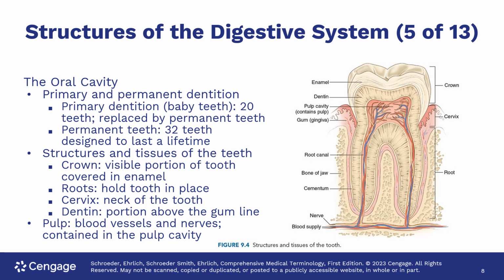Parts of the tooth are the crown, which is the top part. Think crown, where does it go? On the top, right? The root holds the tooth in place, and the cervix is the neck. The dentin is the part above the gum line. The pulp is the blood vessels and nerves.